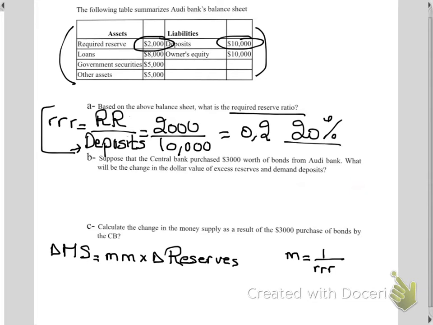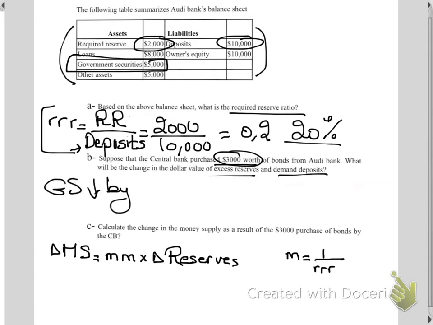In part B, we are being told that the central bank purchased $3,000 worth of bonds from Audi Bank, and how is this going to affect the excess reserves and the demand deposits? First of all, the purchase of $3,000 worth of bonds is directly going to decrease government securities by $3,000. So government securities decrease by $3,000.